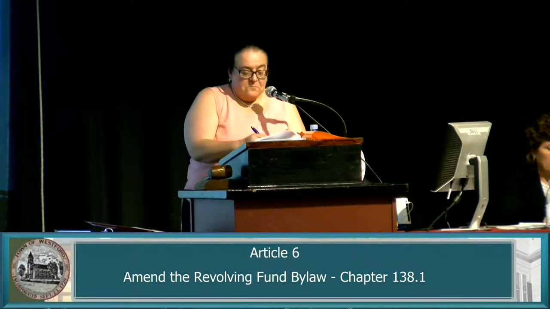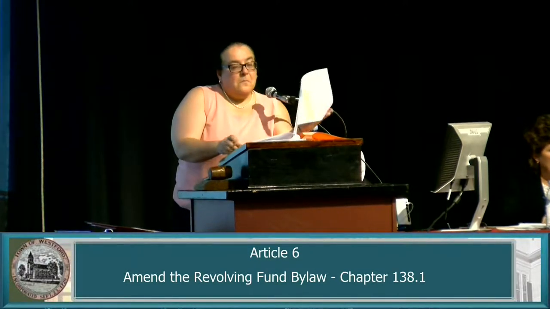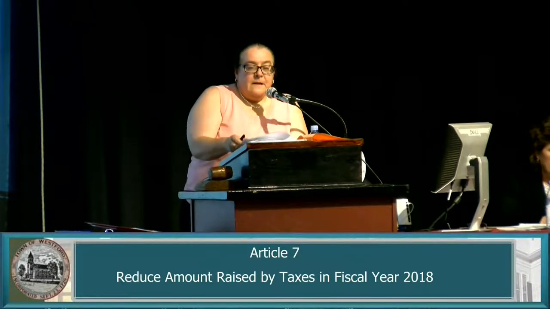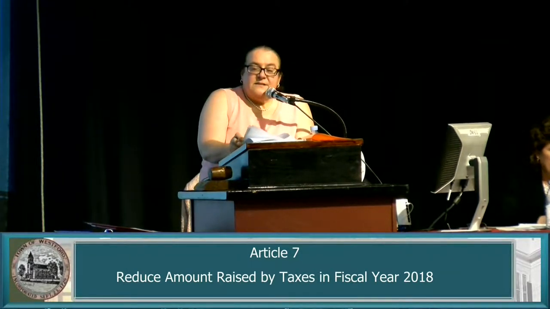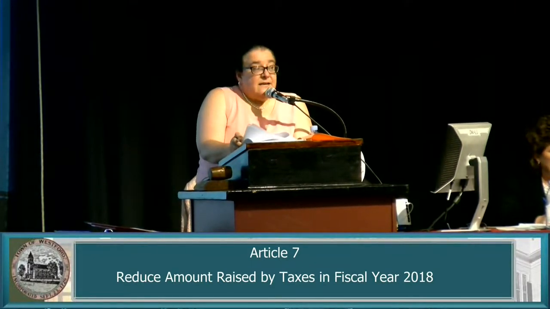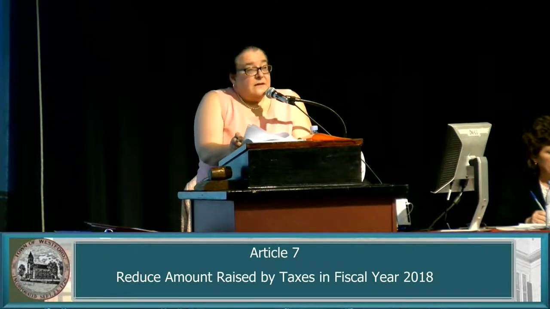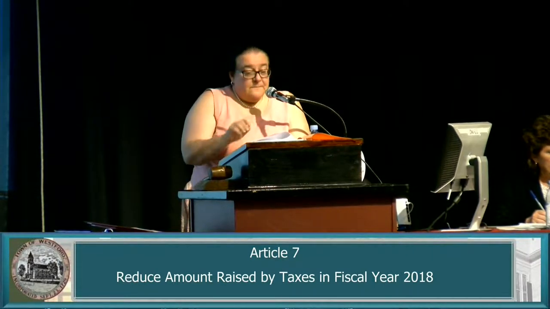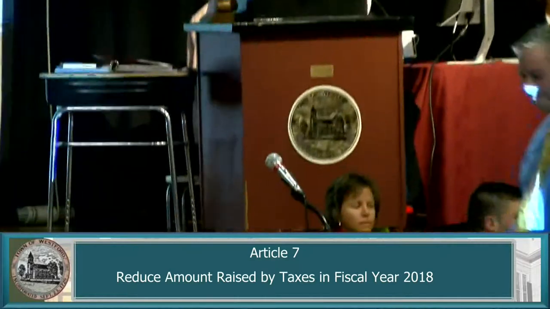Article 6. Article 7, reduce amount raised by taxes in fiscal year 2018. I have a motion under Article 7 as printed on the motion sheets. Is there a second? Dan O'Donnell will explain.